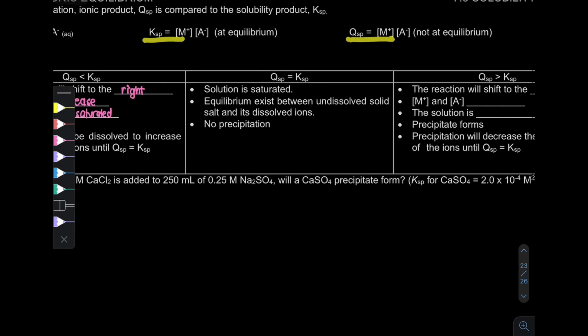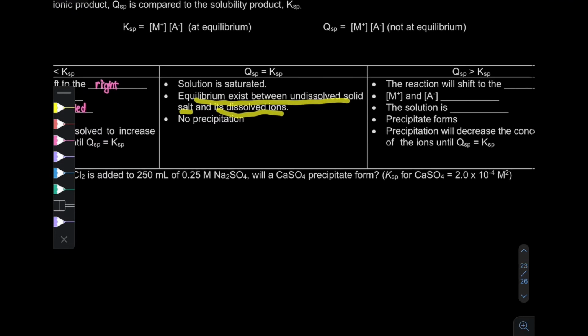Okay, next we look at when Q is equal to K. It means that the solution is saturated and the equilibrium will exist between the undissolved solid salt and its dissolved ions. The concentration is already at maximum, so it is constant. So the equilibrium will exist, and no precipitation occurs either. When the solution is at maximum, there is no precipitation.